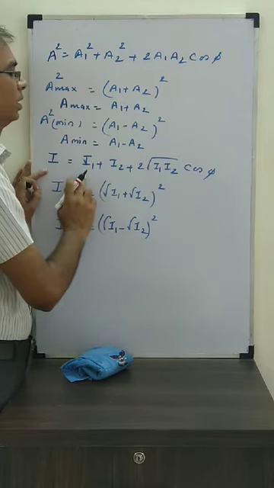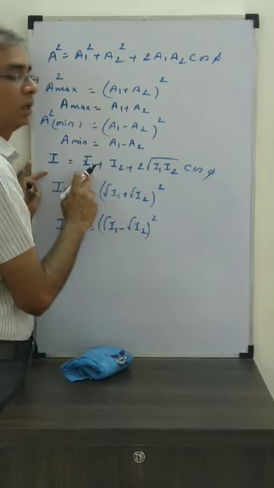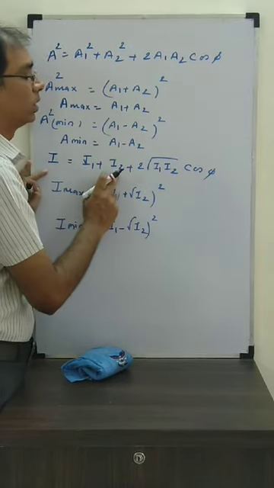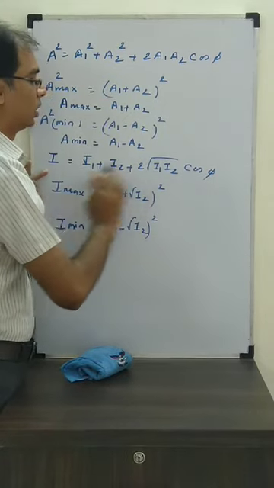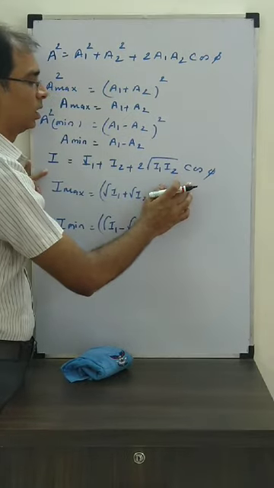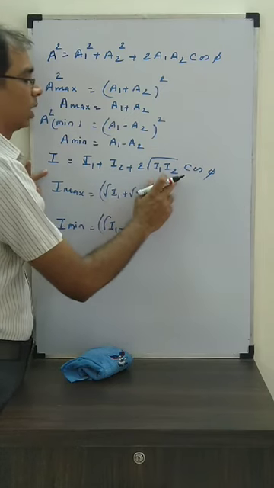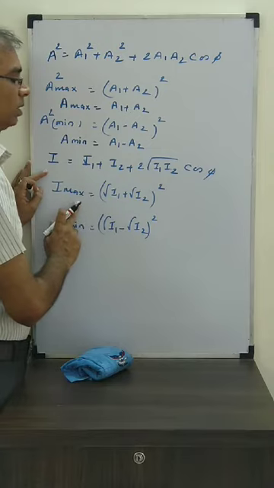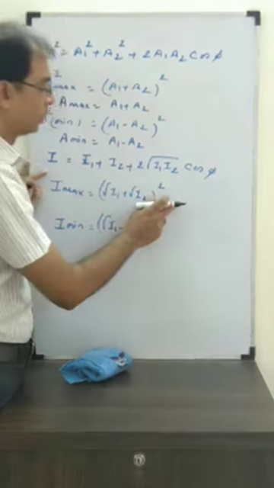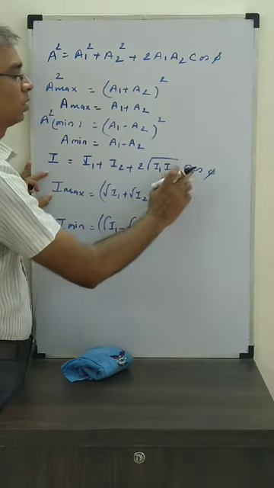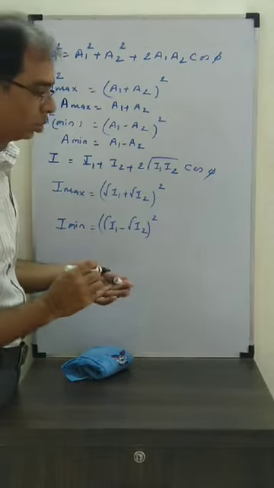Now since we know that intensity is directly proportional to amplitude square, the intensity at this point becomes I1 plus I2 plus 2 root over I1 I2 cos phi. What is I1? Intensity of wave 1. I2 is the intensity of wave 2. Again phi is the same phase difference. Maximum intensity, when cos phi is 1, becomes I1 plus I2 plus 2 root over I1 I2. That means I maximum is root over I1 plus root over I2 whole square. And the same way I minimum, when cos phi is minus 1, is root over I1 minus root over I2 whole square.